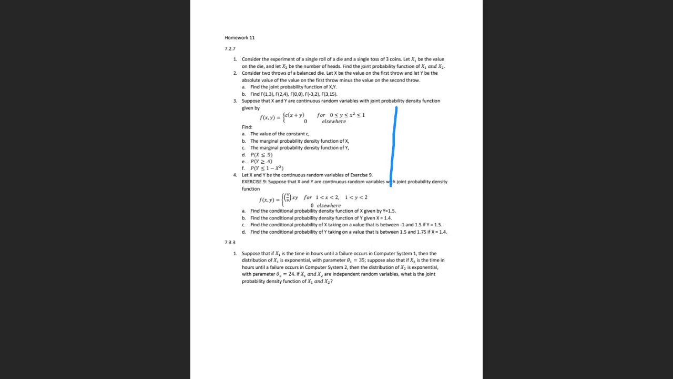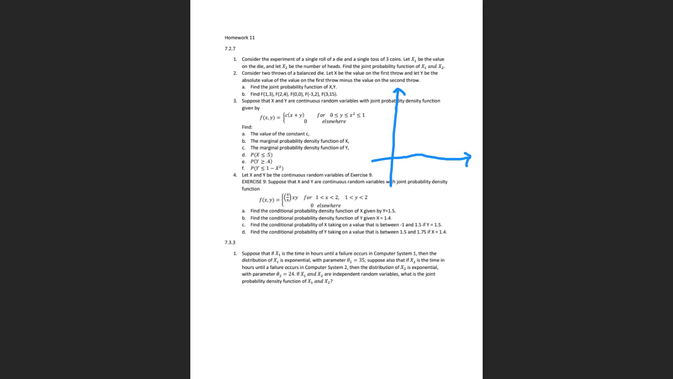Okay, so what is this space? We're in the xy plane. We want the space of all points x and y such that 0 is less than or equal to y less than or equal to x squared less than or equal to 1. So when is x squared less than or equal to 1? That's probably the easier thing to think about. So let's think about that. When is x squared less than or equal to 1?